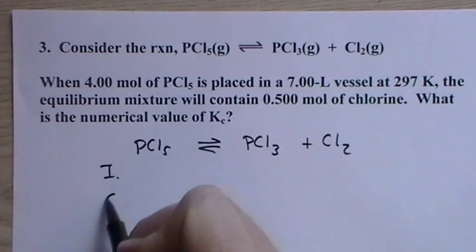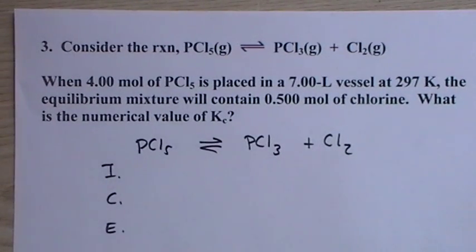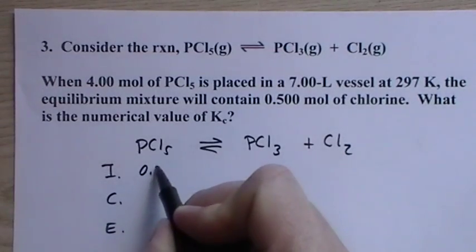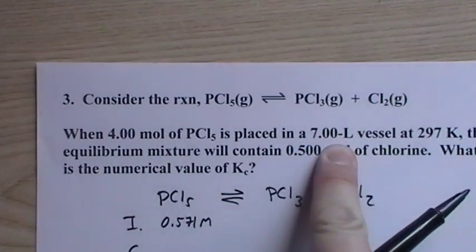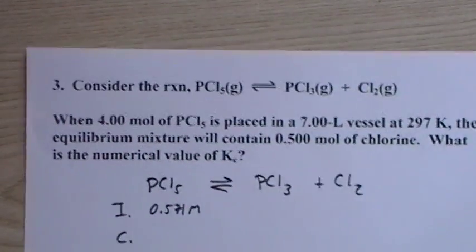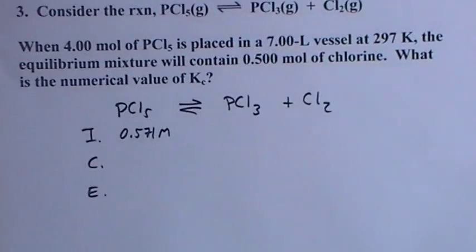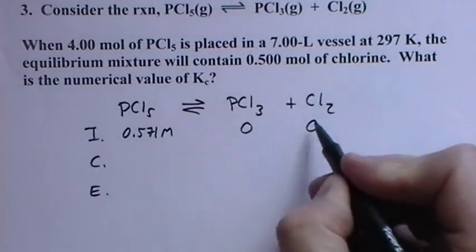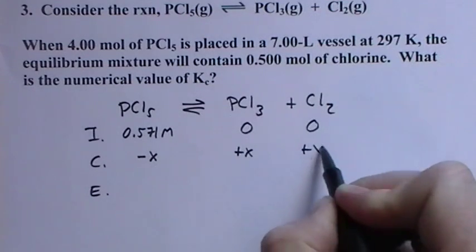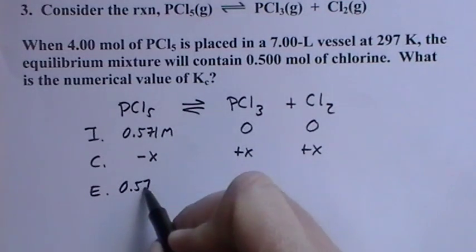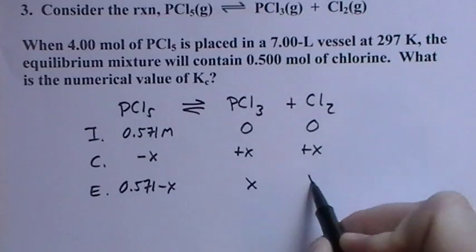Ice table. And we have 4 moles of PCl5 divided by 7. So this is 0.571 molar. Because we have 4 moles in 7 liters. 4 divided by 7 gives us 0.571 molar. We have no products. This is going to be minus x plus x plus x. 0.571 minus x, x, and x.